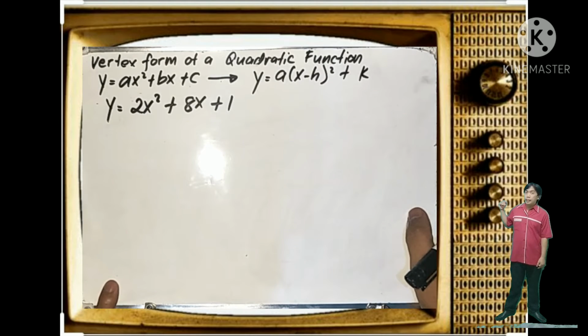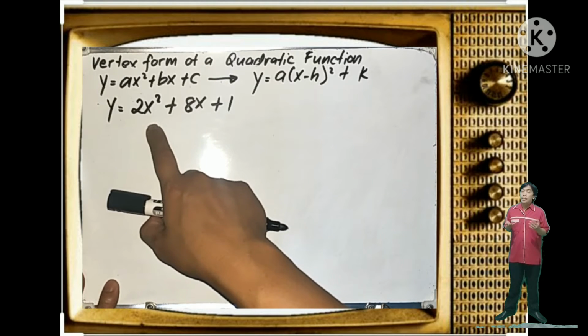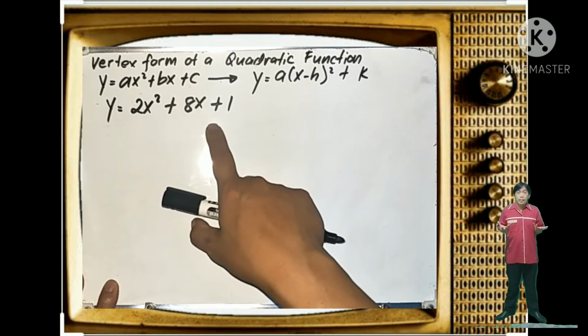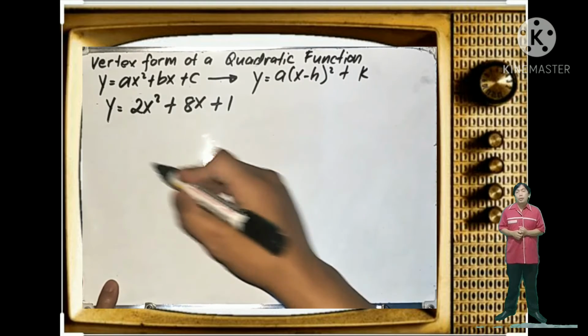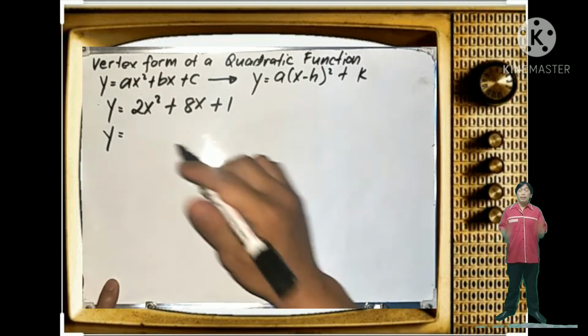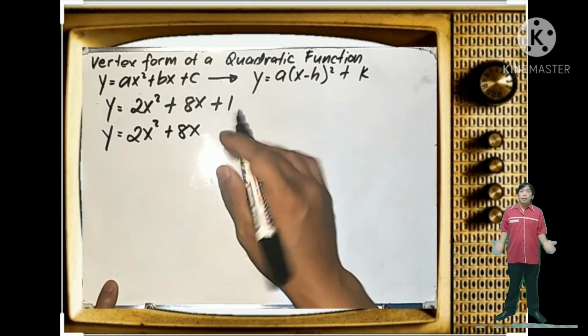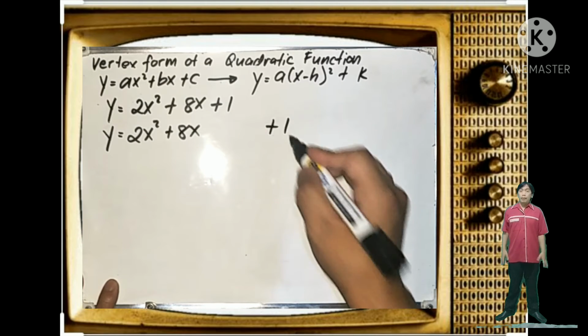Okay, let's have another example. Let us try to solve this function. y is equal to 2x squared plus 8x plus 1, transforming into vertex form. Okay, so first, we have to move it a little bit to the right. So we have 2x squared plus 8x, moving it here, so we have plus 1.